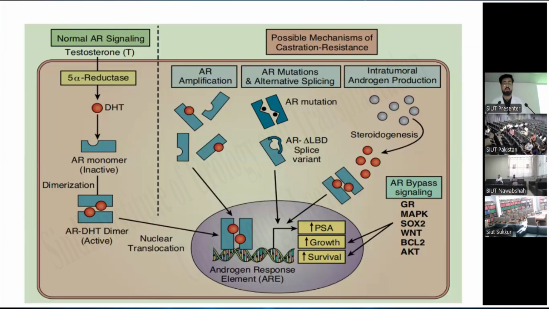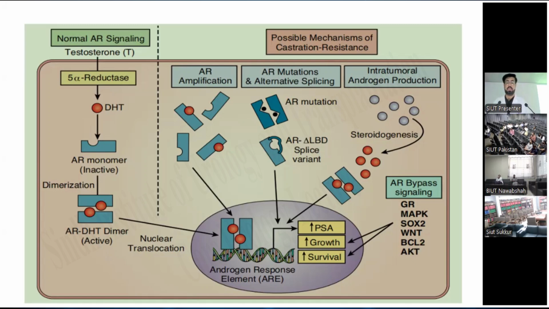Okay, so this is how hormone resistance develops in a patient with hormone sensitive prostate cancer. On the left side, you can appreciate the normal pathway where testosterone is converted into dihydrotestosterone by 5-alpha reductase. With time, there is androgen receptor amplification, the androgen receptor mutates, there is alternative splicing, and there is intratumoral androgen production. So that is how castration resistance develops. So there are 3 mechanisms.